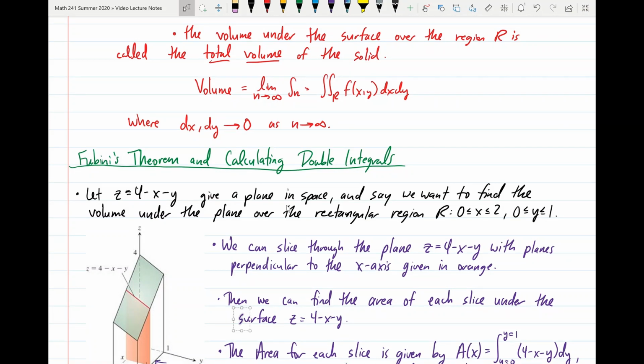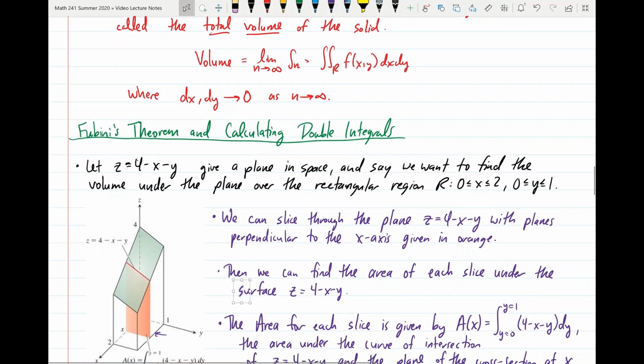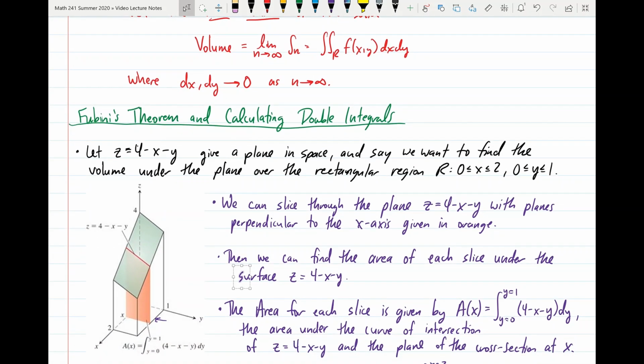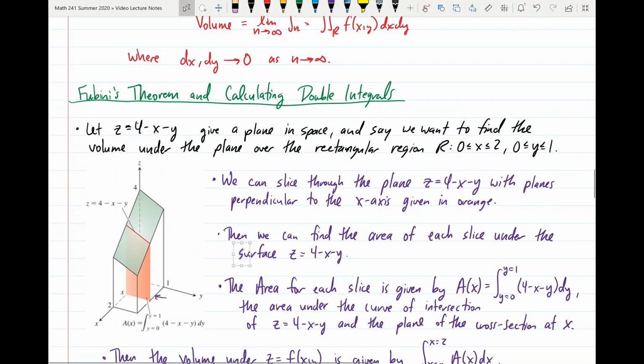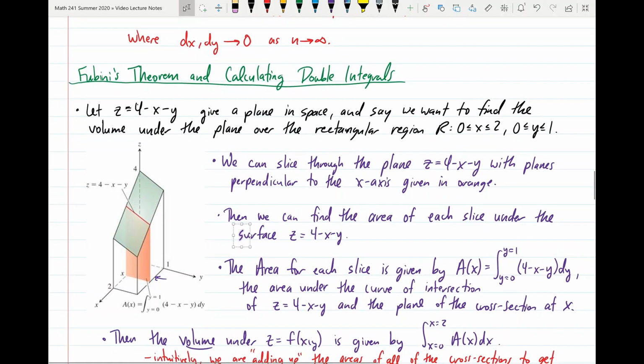Okay, so now that we've talked about the definition of the double integral, and we've built up an intuition for what it means geometrically, the next item on the agenda is figuring out how to actually calculate these things. We haven't really talked about that, but we can move into that now.